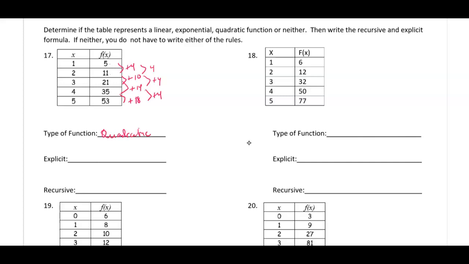Now the next one. If I look at the pattern, what do I have to multiply 6 by to get 12? I'd have to multiply by 2. Is 12 times 2 going to give me 32? No. If I look at adding here, 6 plus 6, 12 plus 20 would give me 32. 32 plus 18 would give me 50. Is there any pattern here? No. So this would be neither.